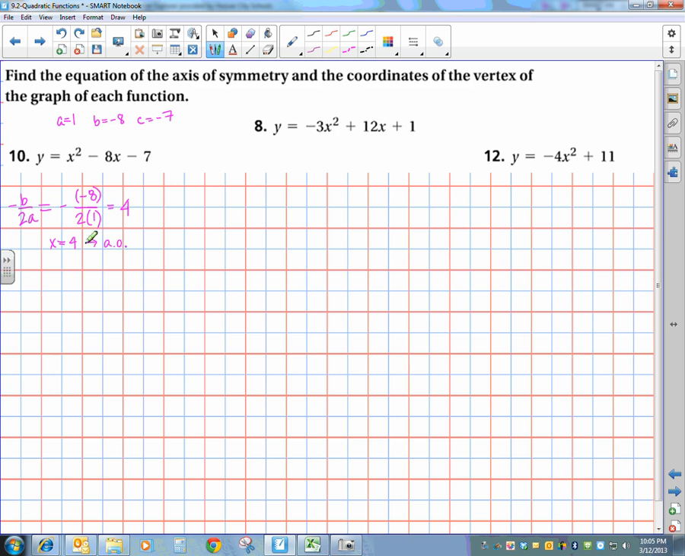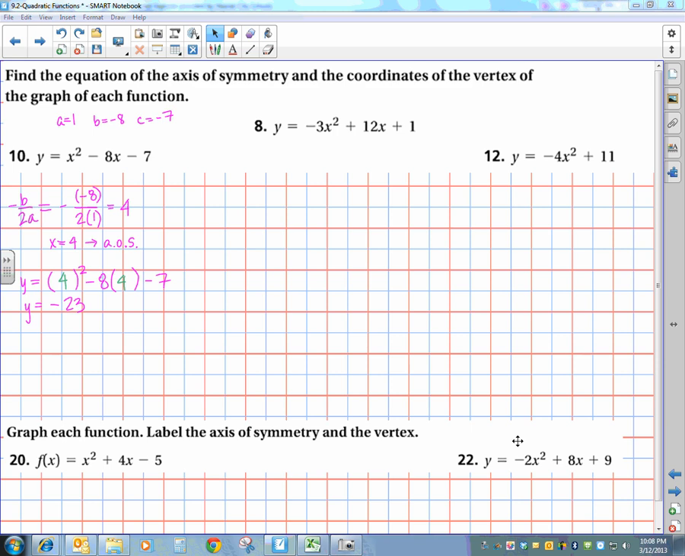Okay? Axis of symmetry. Now I'm looking for the coordinates of the vertex. So I have to take the 4 back in, plug it back in as we've said. Y equals, and I like to write that original equation, y equals x squared minus 8x minus 7. And what am I going to put in for x? I'm going to put what I just found. So that's my 4. And that simplifies to y equals 16 minus 32 is negative 16 minus 7 is negative 23. So let's go put our axes on there.